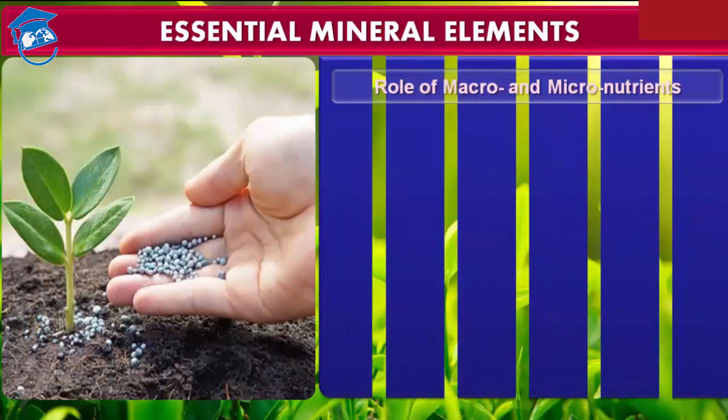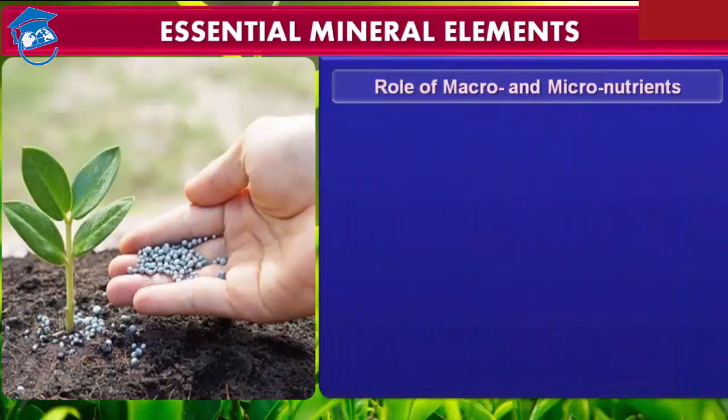So students, now we will discuss the role of the macro and micronutrients. As I told you, essential elements perform several functions, right? They participate in various metabolic processes in the plant cell, such as permeability of the cell membrane, maintenance of osmotic concentration of cell sap, electron transport system, and buffering action. So there are ample metabolic processes in which these macro and micronutrients participate.